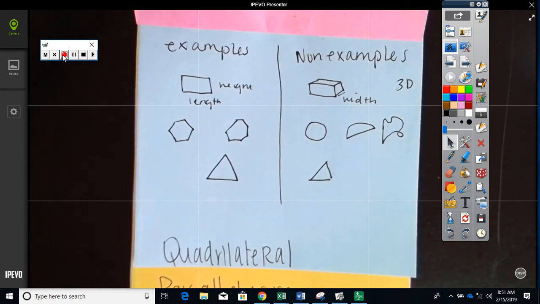Jacob, are you taking these notes? We are taking notes, son, on the color paper with the quadrilaterals.